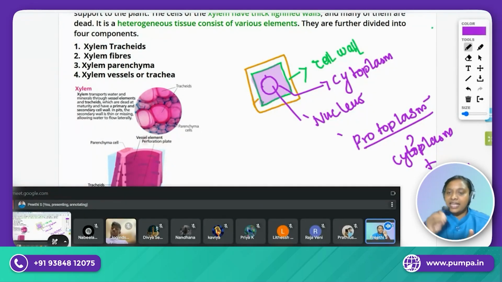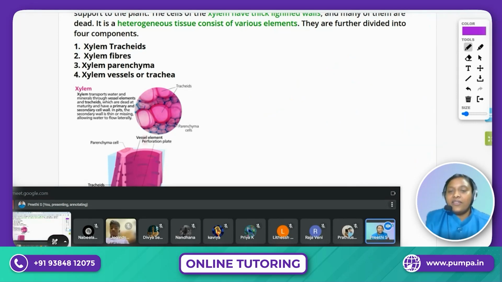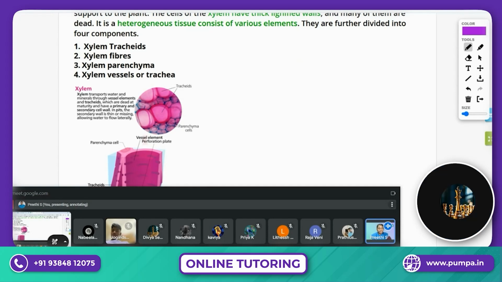If a particular cell has protoplasm, we can say it's a living cell. This is the condition of a living cell: it should have the cytoplasm and a nucleus. If not, there will be only the cell wall. Children, if there is only the cell wall, that is called a dead cell. So is it clear? Did you get the differences between a living cell and a dead cell? Yes, ma'am.